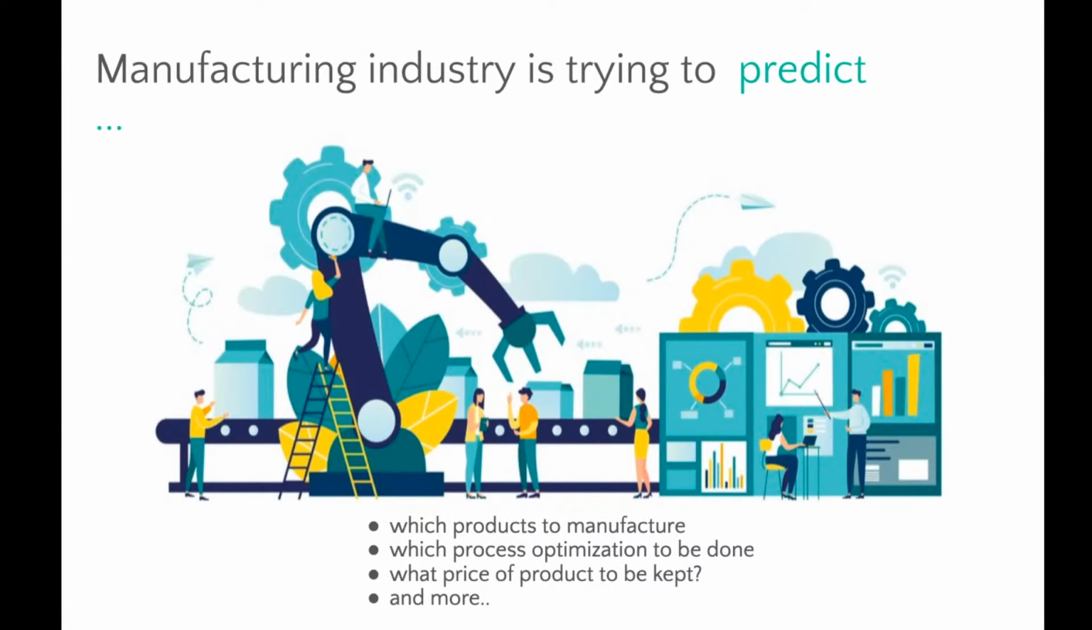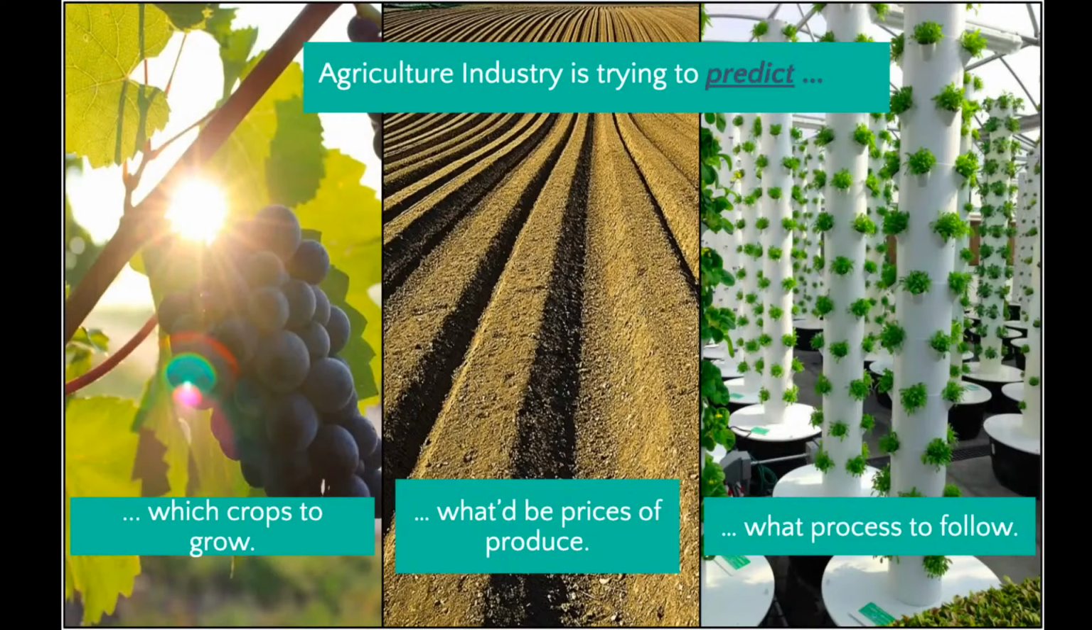Okay, so as I said, all industries are trying to predict. The manufacturing industry is trying to predict which products to produce, what processes to optimize, which machines can break down, what machines need predictive maintenance, what can we avoid, what is the price of the product, etc. So what is it trying to do? It's trying to use data to maximize its profit. Either maximize its profits or increase its revenue. It's got an objective.